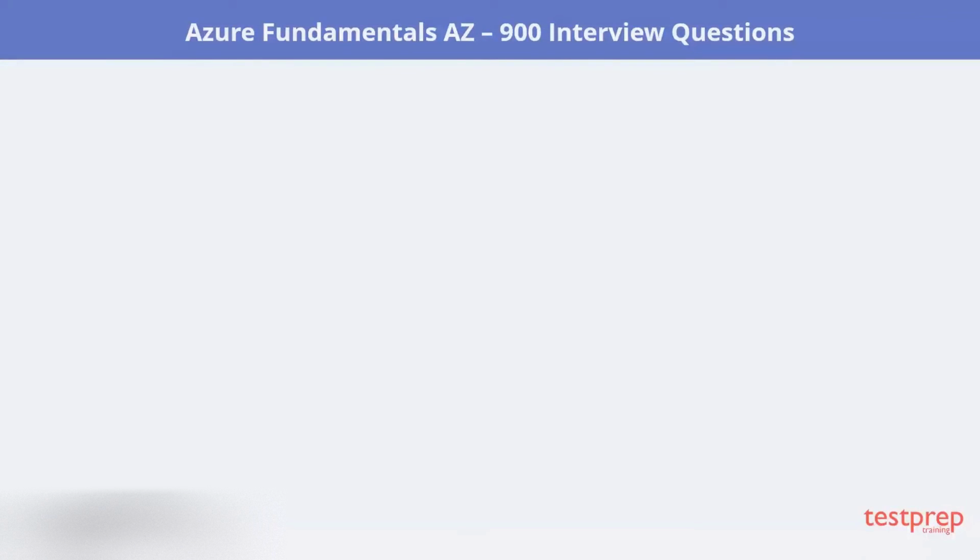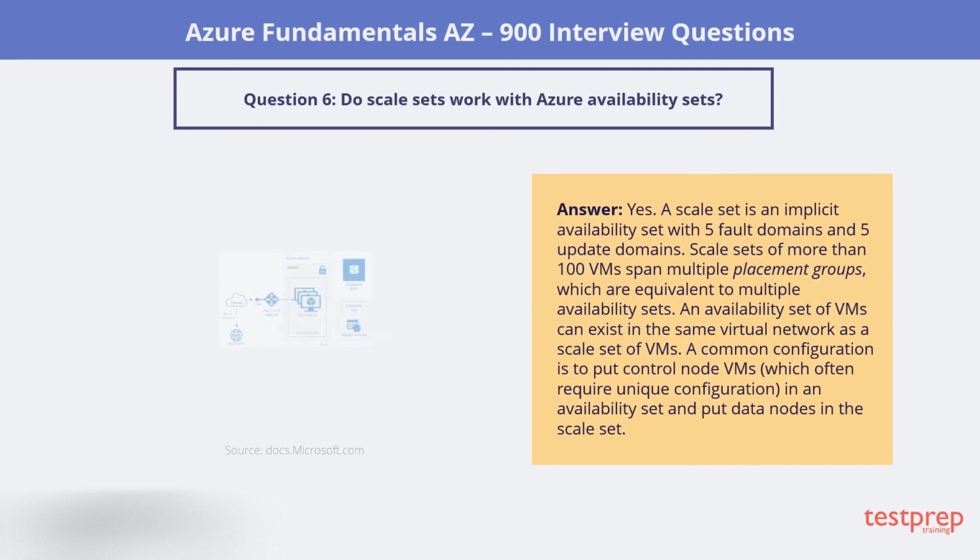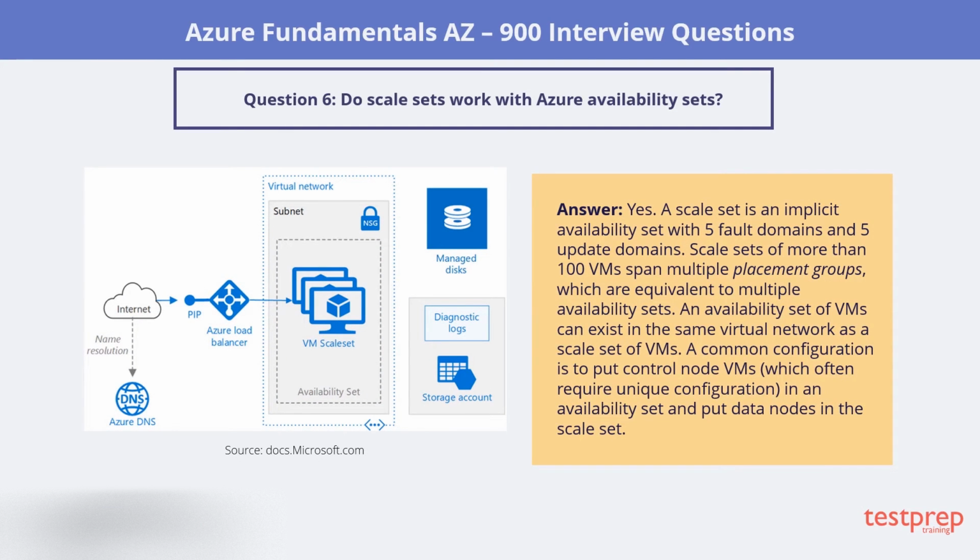Question 6. Do scale sets work with Azure availability sets? Answer. Yes. A scale set is an implicit availability set with 5 fault domains and 5 update domains. Scale sets of more than 100 VMs span multiple placement groups, which are equivalent to multiple availability sets.